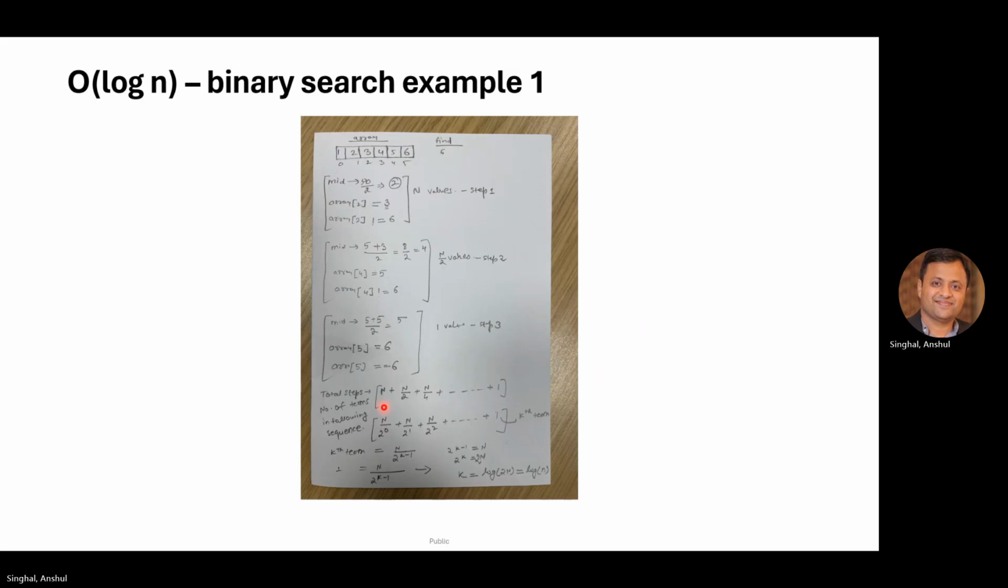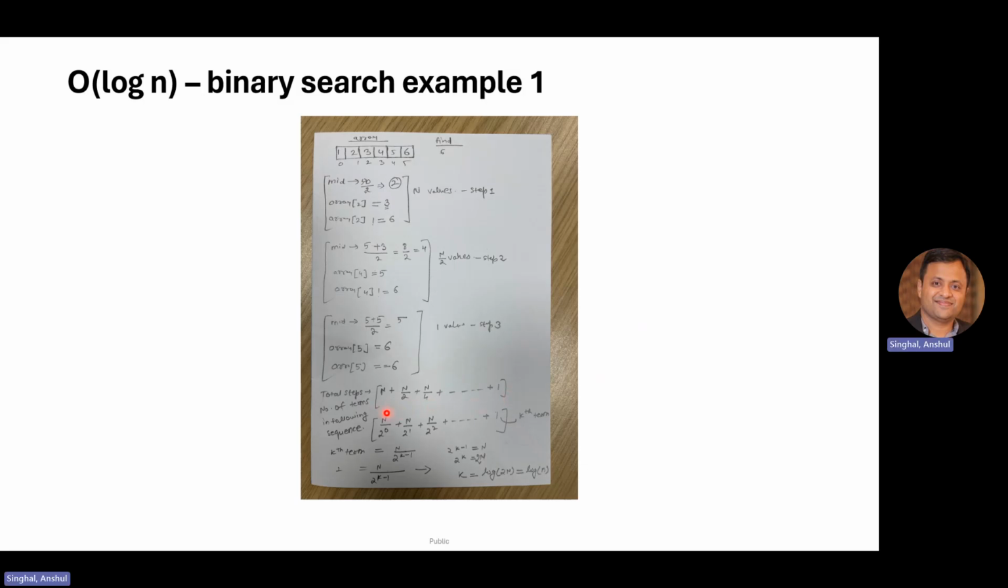So overall, what we have done here, right? In each step, my input size is half of the previous one. Initially it was n. In the next step, it's n by 2. Now it's n by 4. And eventually there will be just one step, after which I cannot go any further.